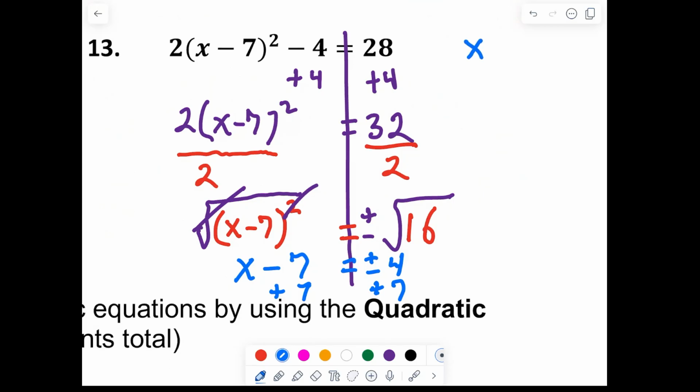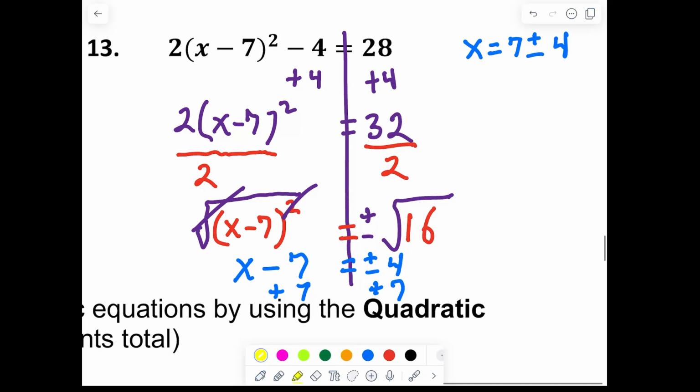All right, because the square root gets rid of that square. And notice now that the square is gone, there's no reason for the parentheses, right? I just have x minus 7. And we know the square root of 16 is 4. So I have x minus 7 equals plus or minus 4. And, of course, to get rid of the minus 7, we are going to add 7 to each side of the equation. So that gets rid of that minus 7. I've got x all by itself.